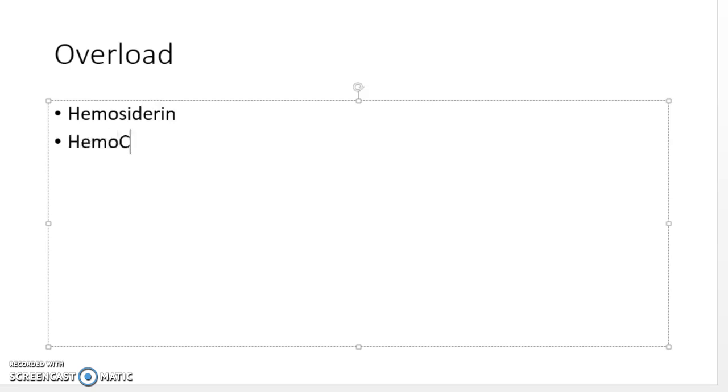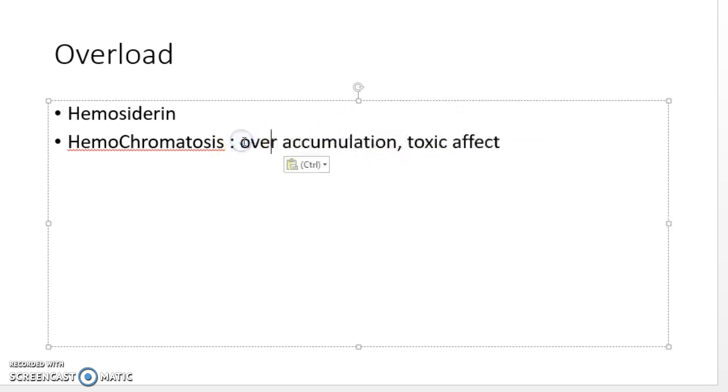Another one is hemochromatosis. Essentially, hemo is blood, chromatosis is darkening the skin, and osis is, of course, a disease. So when you have an over accumulation in the body, this can cause a toxic effect, such as damage to tissues. What tissues? You can say kidney, pancreas, wherever it's stored, essentially. It can also cause cirrhosis of the liver.